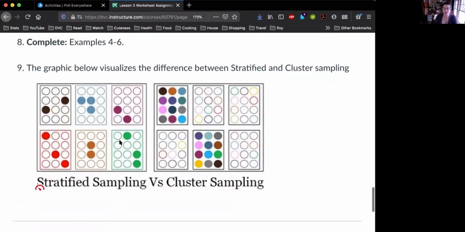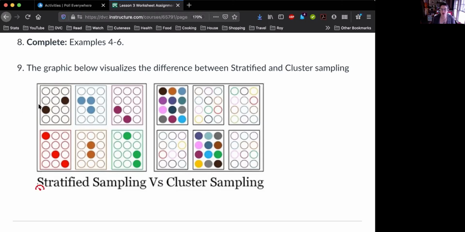But here you can think of stratified sampling and cluster sampling as similar in that they both break down the population into groups. Here we have the population broken down into groups two different ways, six groups in each. In the stratified sampling, all the black dots are together, all the blue dots are together, the purple dots, they're grouped by color. And then we take some from each color. That has to be a representative sample of the population proportionally.